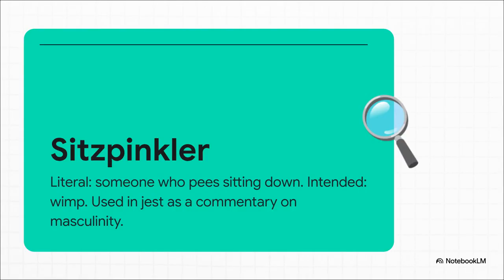Literally, a Sitzpinkler is someone who pees sitting down, but it's actually used to mean something more like wimp. And even that doesn't quite capture it. You see, the word got popular on a comedy show, so it's this kind of light-hearted jab about changing ideas of masculinity. If a translator just swaps it for wimp, you lose all of that rich cultural backstory. And that right there perfectly shows the core problem with translation. It's an almost impossible task.